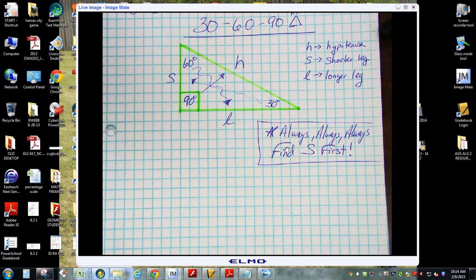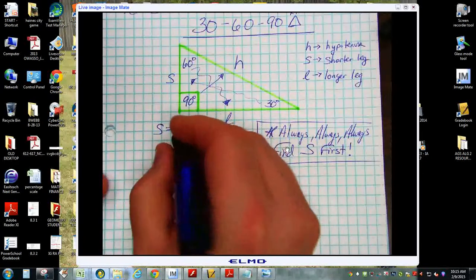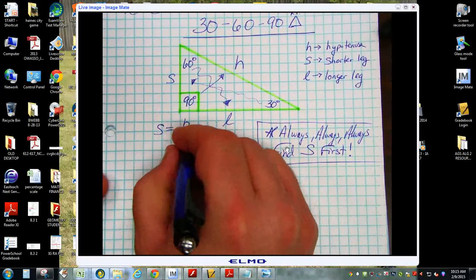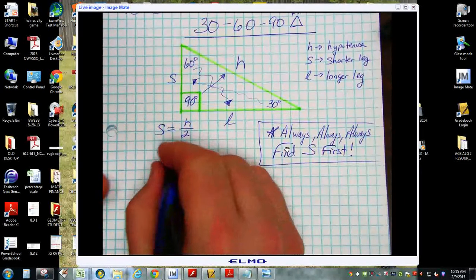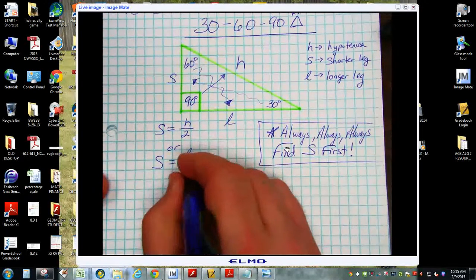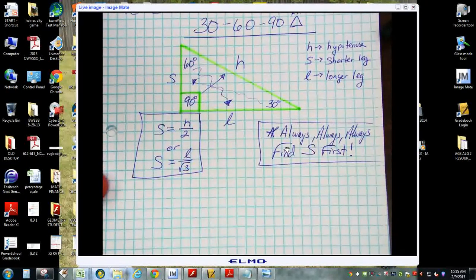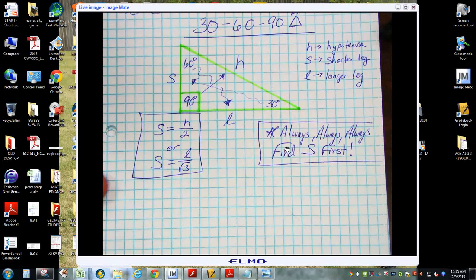And there are two ways you can find S. In a 30, 60, 90 triangle, S is either your hypotenuse divided by 2, or S is equal to the longer leg divided by square root of 3. You ask, how do you know which one to use? Well, we'll get into that. Some of you may see it now, some of you may not. Obviously, if I'm given H, which one would I use to find S? Yeah. If I was given L, which one would I use? There you go. That's why you have 2. That's how you find S.